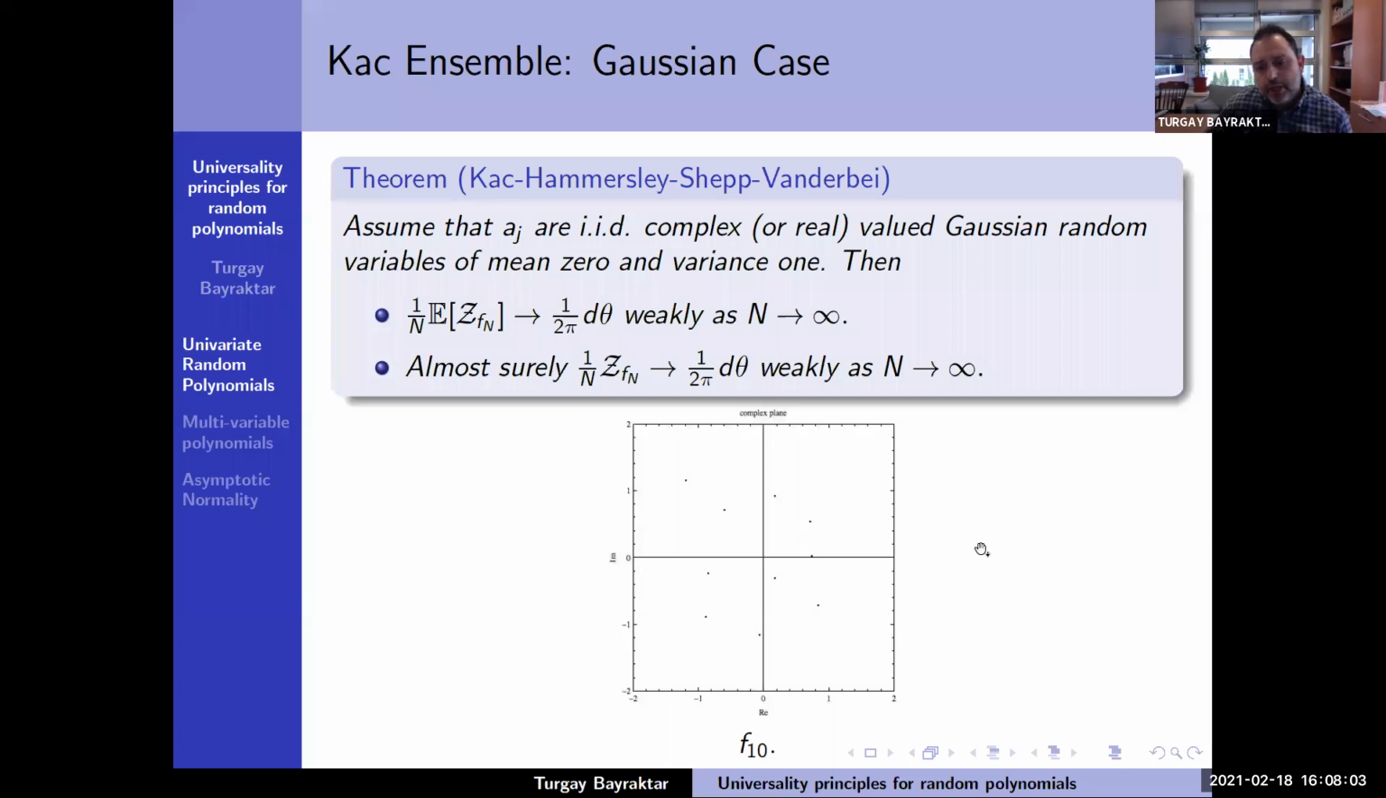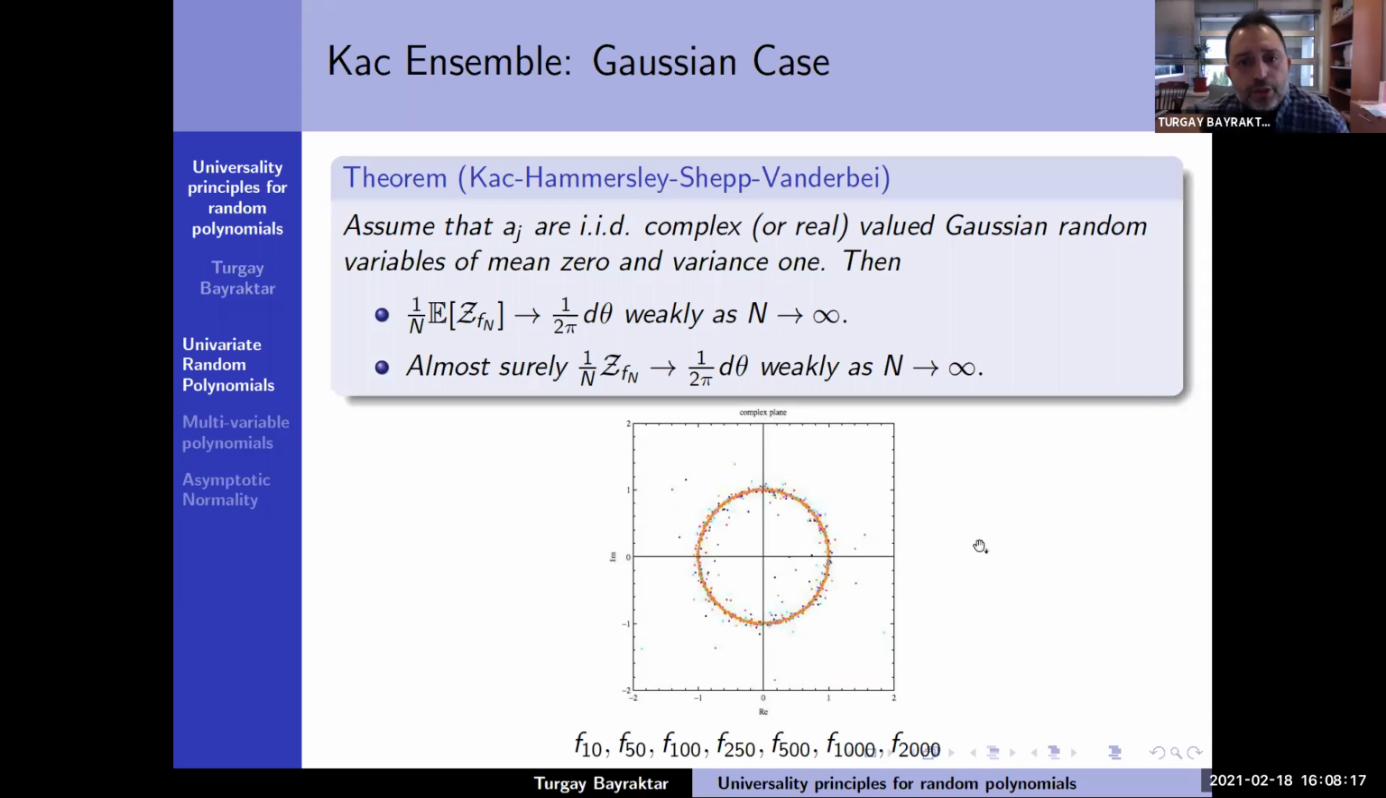And then as the degree increases, fairly quickly, what you see is that the zeros are accumulating around the unit circle. Okay, so that's the illustration of this theorem.